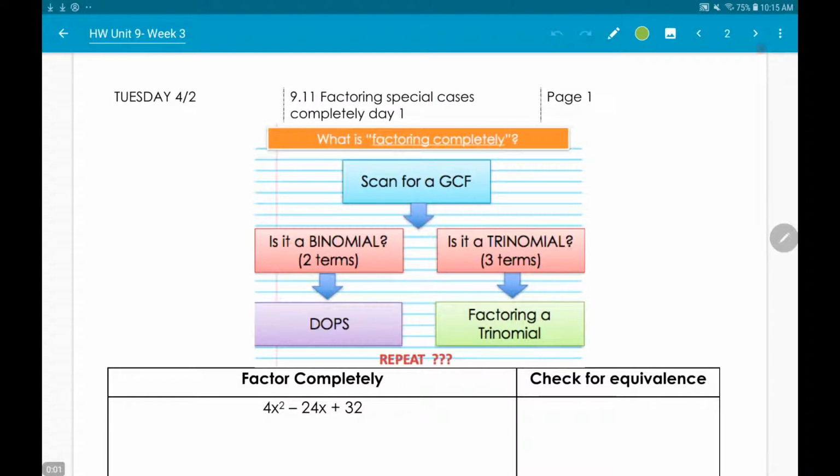Hi guys, so this video is on factoring completely. This is basically taking all of our factoring methods that we've learned, GCF, binomial with DOPS, trinomial with factoring that, and putting it all together. So we are going to look at some problems and think about ways we can factor it that make it completely factored, and that means the most expanded form.